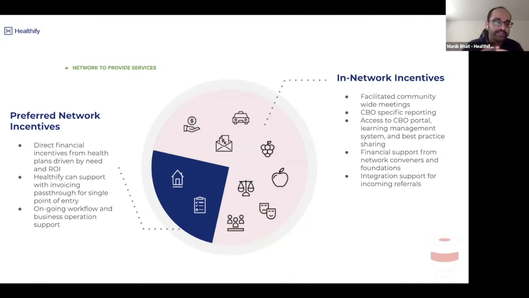And on the preferred network side, it's really direct financial incentives. And going back to some earlier comments, we're spending a lot of time on how do you structure this financial relationship in the appropriate way to support a cohort of members in the preferred network to make sure that the intervention is delivered in a highly accountable way to serve families and also serve the Medicaid member in the right way. And we support with a lot of components of this, along with invoicing and pass-through for a single point of entry for those preferred community partners.